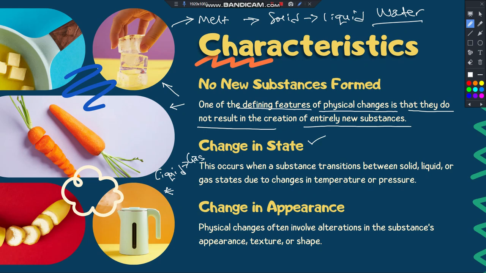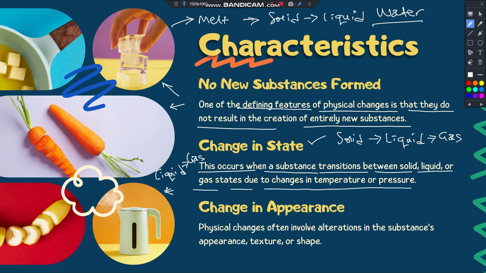When we say change in state, it means from a solid it can become a liquid, and from a liquid it can become a gas. So from one state to the other is the alteration. Now this occurs when a substance transitions between solid, liquid, or gas states due to changes in temperature or pressure. That's the second characteristic of the physical change in matter. And then the third one is the change in appearance. Physical changes often involve alterations in the substance's appearance, texture, or shape.